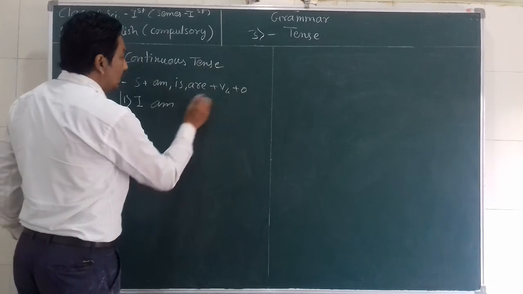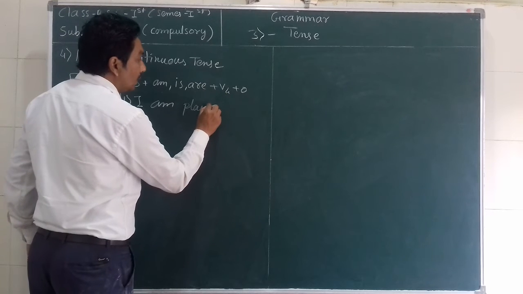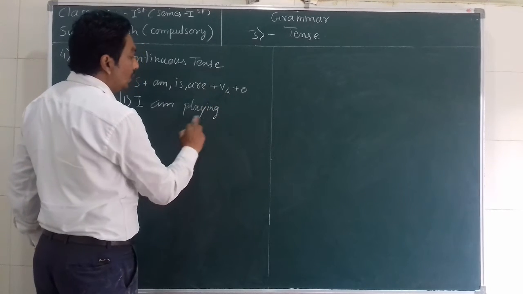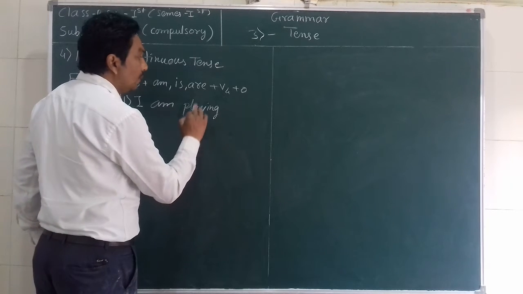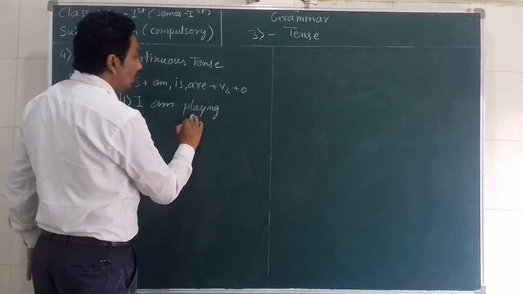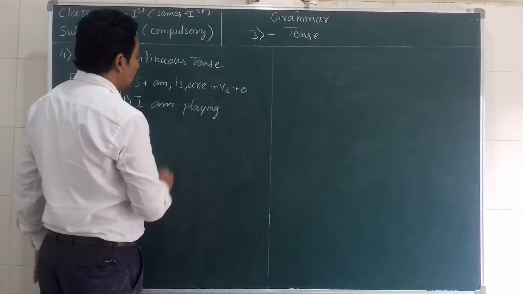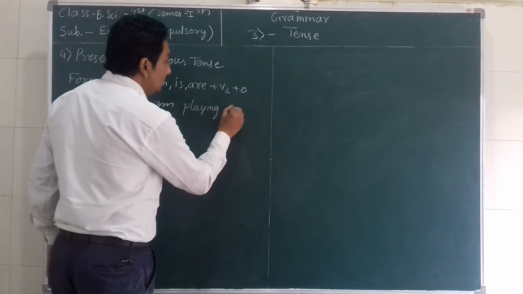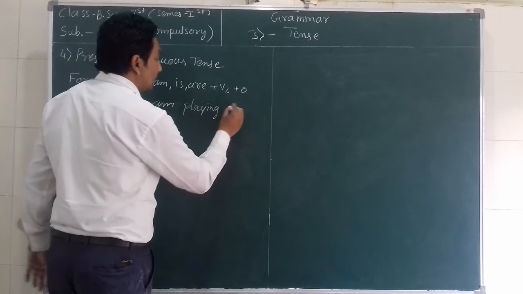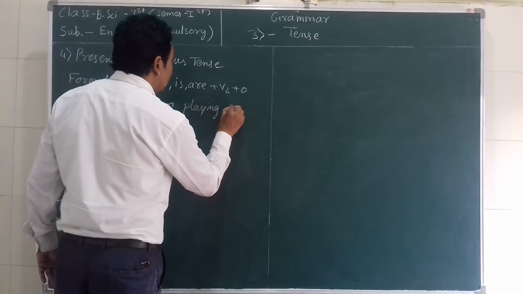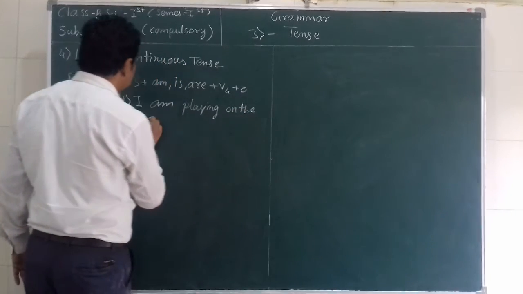If you want to take the verb play, what is the fourth form of play? We need to use ing as a suffix, then that verb will automatically be V4. Play, if we use the suffix ing, it will be playing. So this is the V4. I am playing. So what are you playing? Cricket. Where are you playing? On the ground. Anything you can write. We will write on the ground. The object is on the ground.